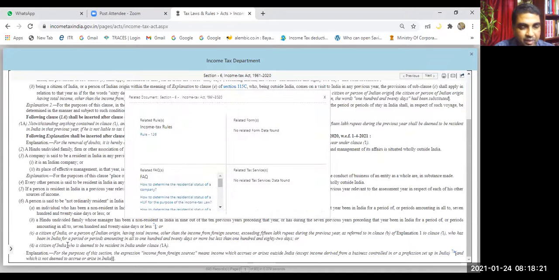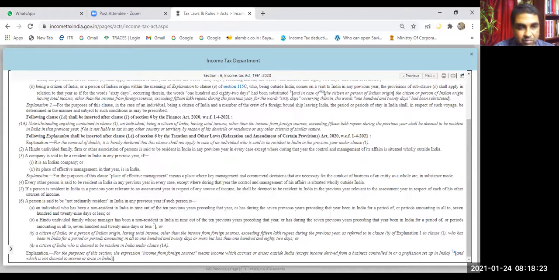Then you see, finally, one more thing is there: explanations. For the purpose of this section, income from foreign sources has also been defined. What is the meaning of foreign sources? This is how section 6 looks, which is the important section for us if you want to understand the residential status. Okay, I think you got a broad idea about this. Now let us proceed to our PPT.